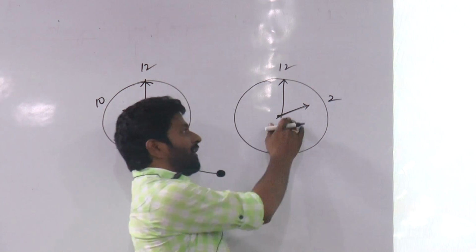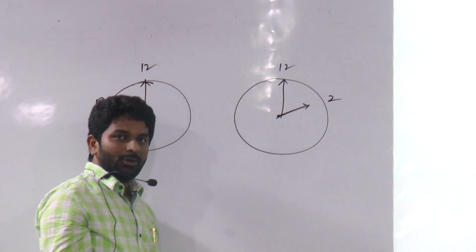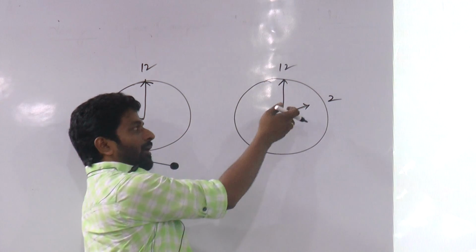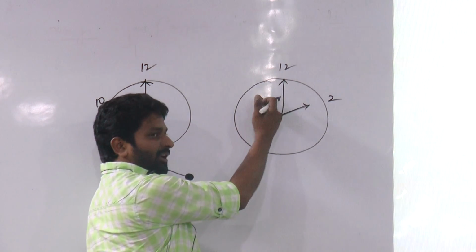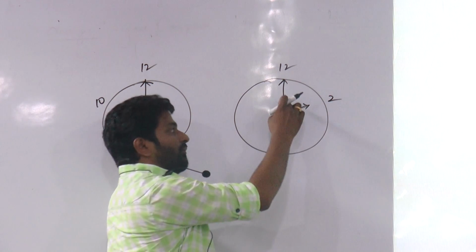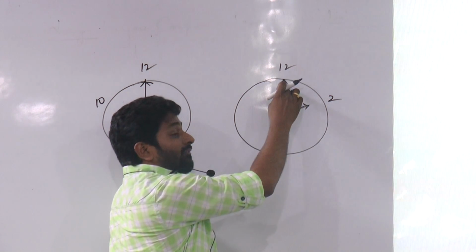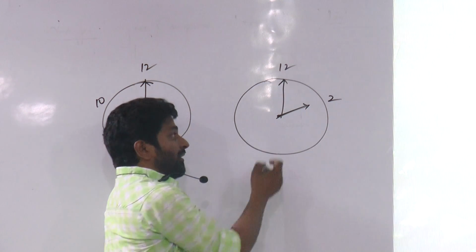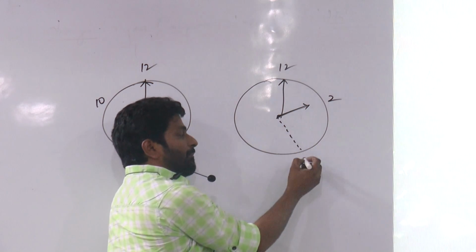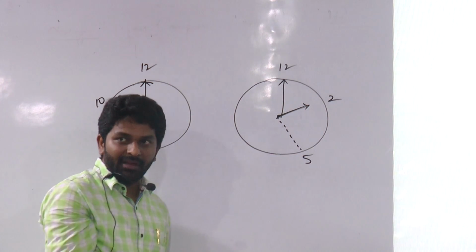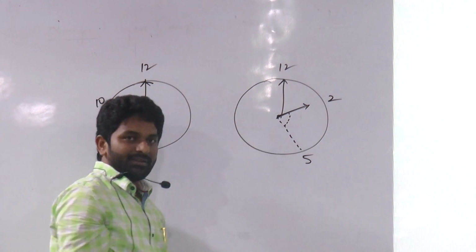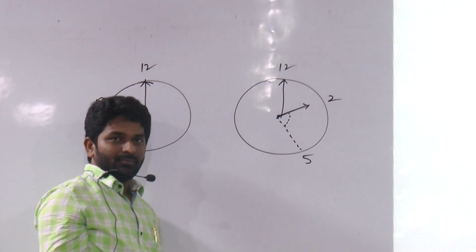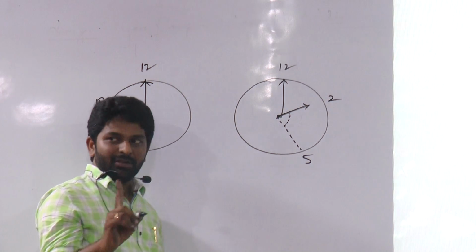Got it? Now look here. What is the time? 2. So can you form 90 degrees before 2, before this angle? This side, can you form 90 degrees? No. When will it happen? If the minutes hand is somewhere around number 5, it will form 90 degrees. Yes or no? So between 2 to 3, how many times will it form? Only 1 time.